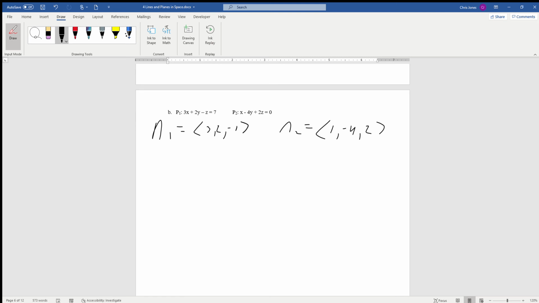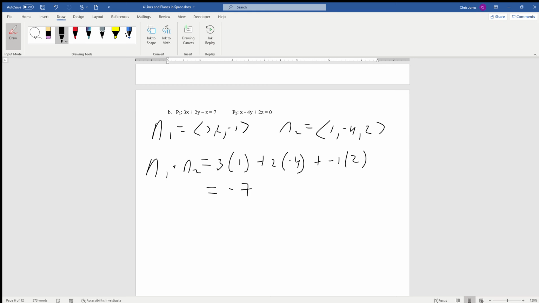One of the things that we did earlier when we found the angle between two vectors is we started with the dot product. If the dot product is 0, then we stop right away and we can say that the vectors are orthogonal, meaning the planes are perpendicular. So n1 dot n2 is going to be equal to 3 times 1 plus 2 times negative 4 plus negative 1 times 2. That's not 0, unfortunately for us. That's going to work out to be, I believe, negative 7 if we computed that correctly.